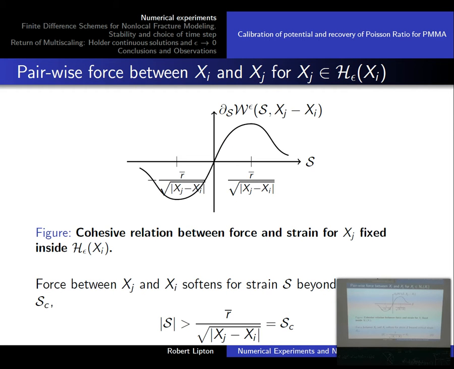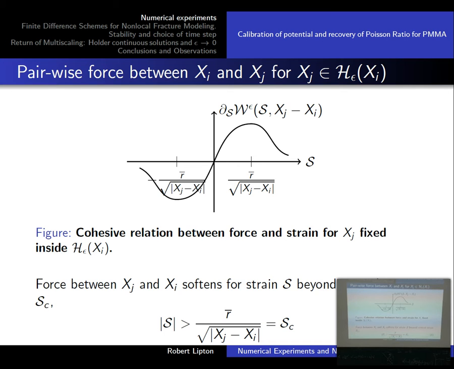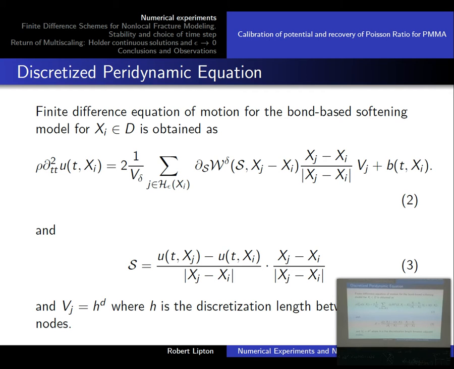Again, we have a general form of potential, which is some sort of profile, which is softening beyond this, and here it's stiffening. Xi is the base point, and Xj are these points there. The softening part of the profile is over here. We're going to take a specific choice of profile in a second.